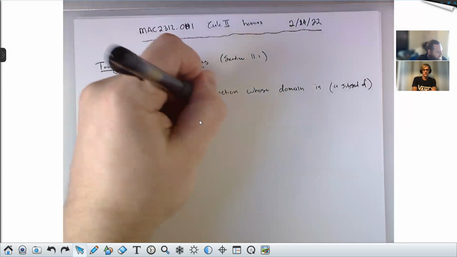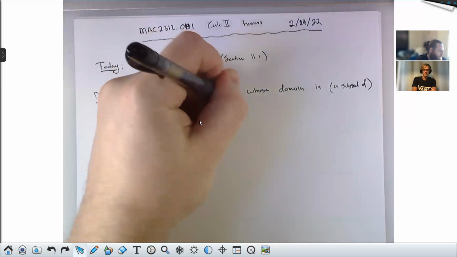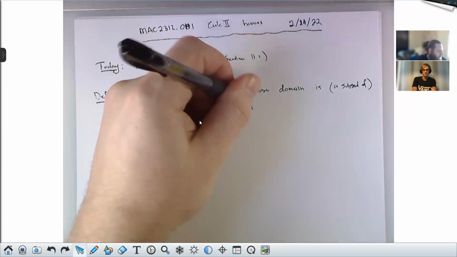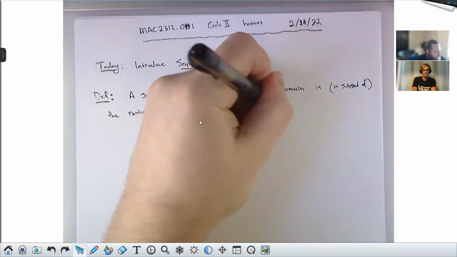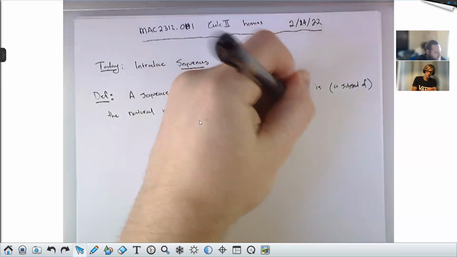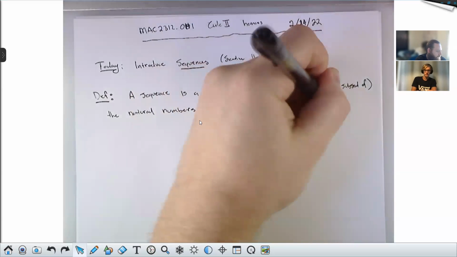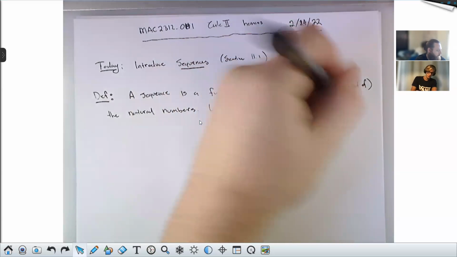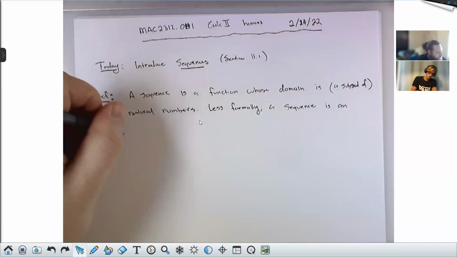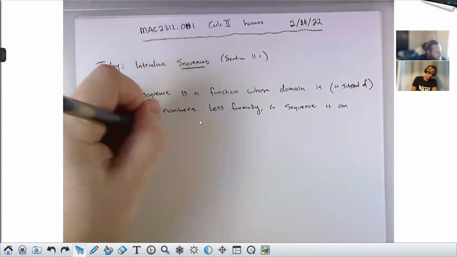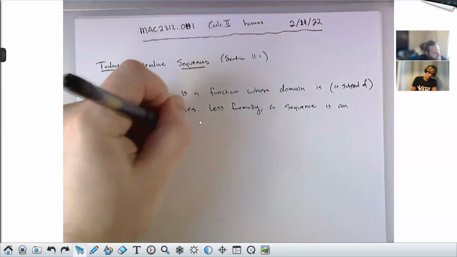Less formally, a sequence is an ordered list of objects.